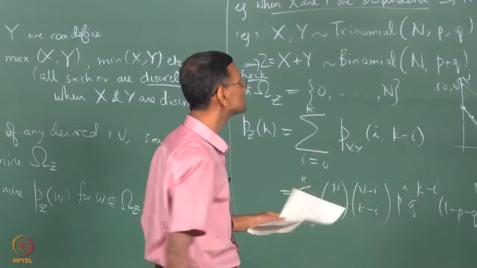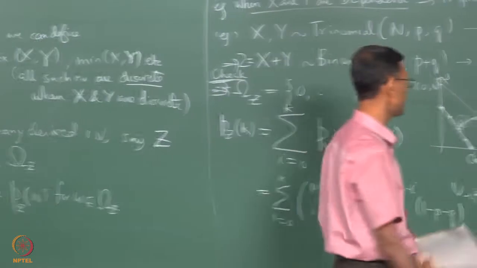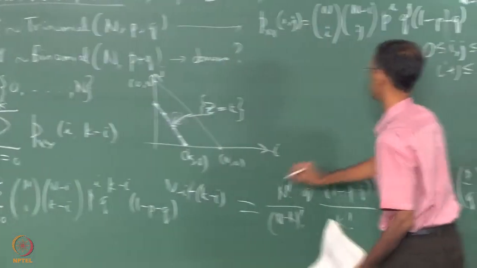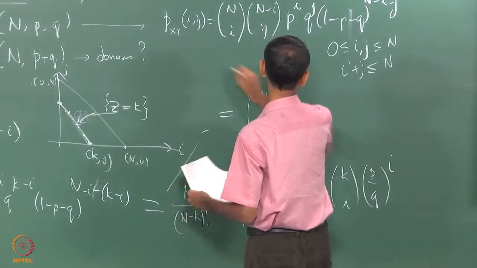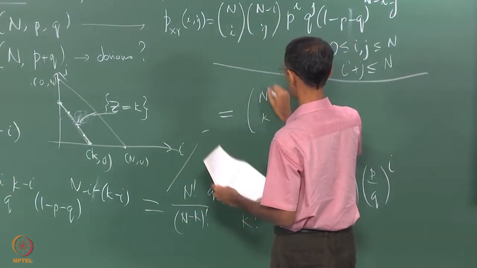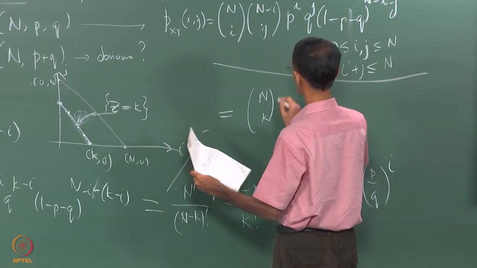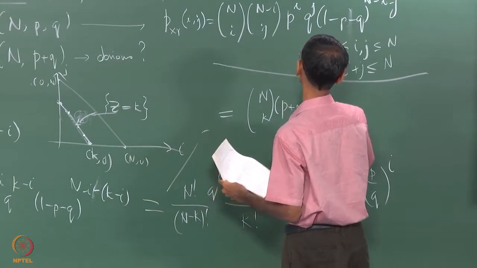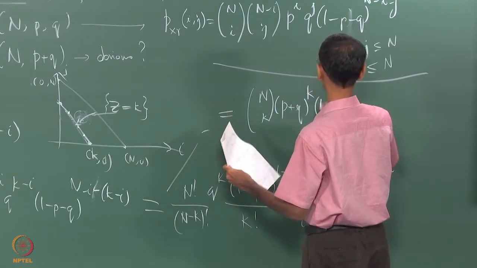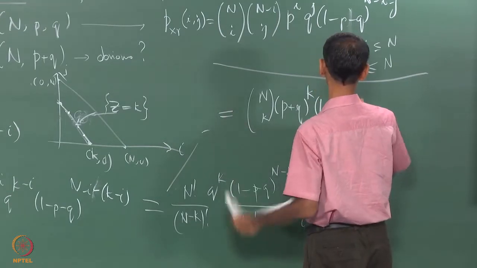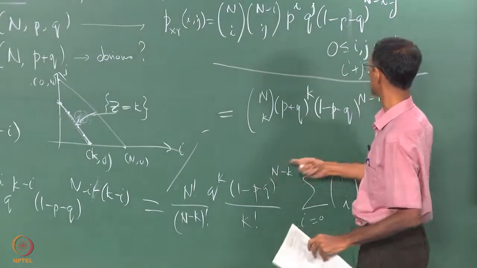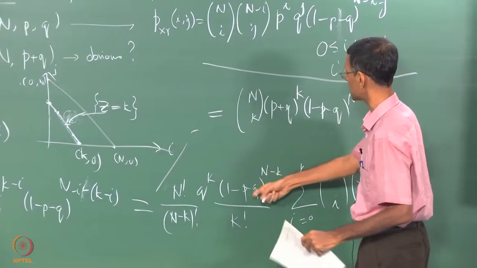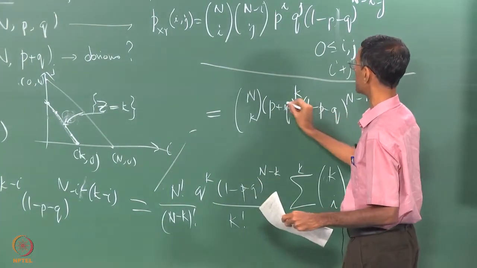So I think you can easily show from all of this that this becomes equal to n choose k, p plus q to the power of k, 1 minus p minus q to the power of n minus k. The point is this 1 minus p minus q power n minus k term has already come here itself, so this just gets repeated here.